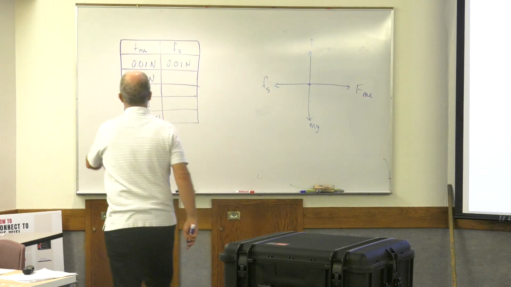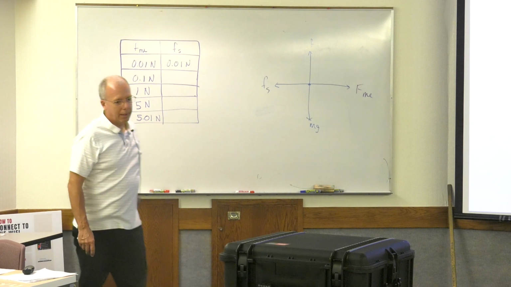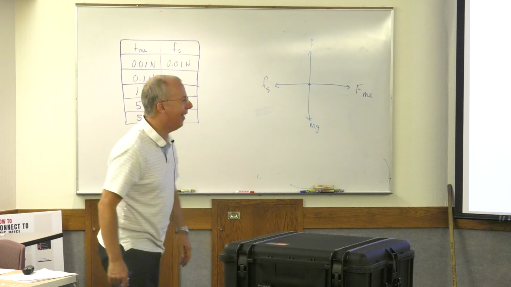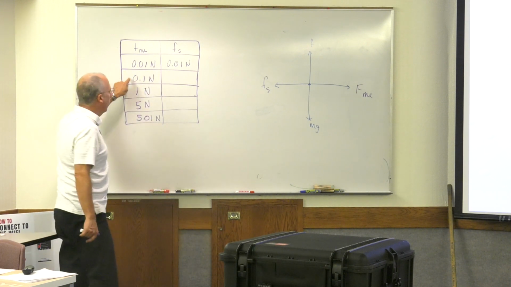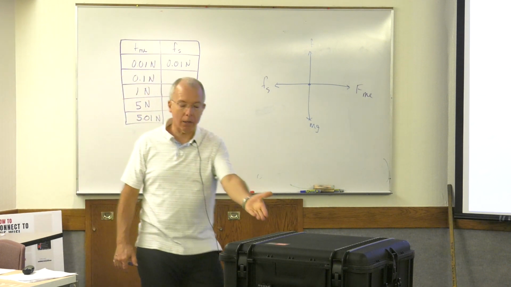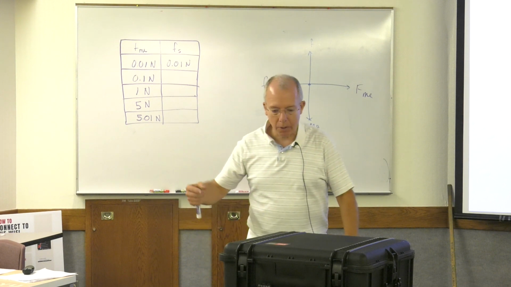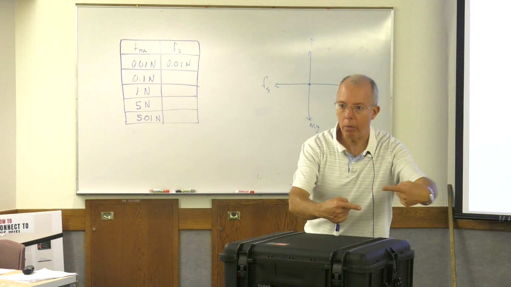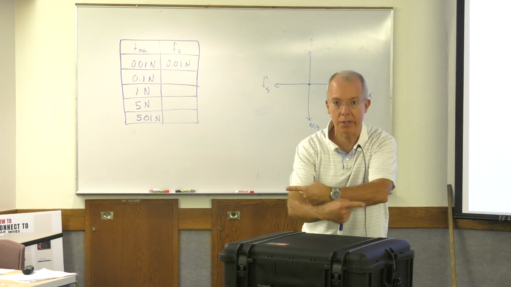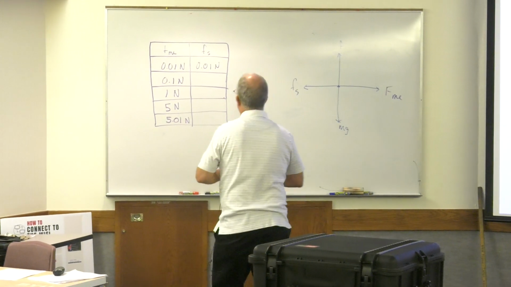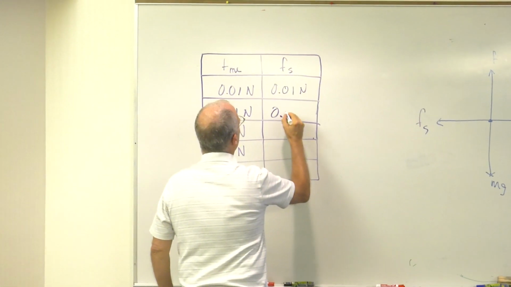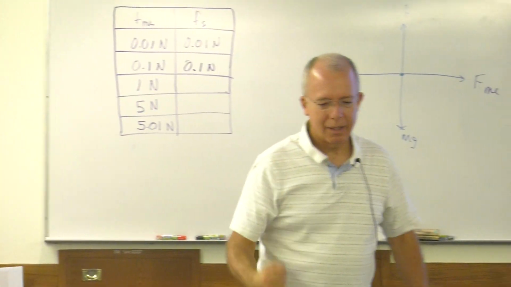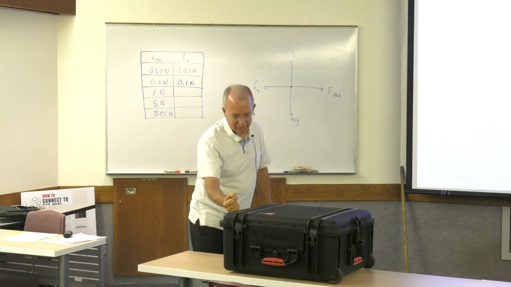Okay, let's do this one. And I'm going to blow really hard. Okay, so let's say that was 0.1 newtons. Well, did it accelerate? No. So if I exert 0.1 newtons this way, what's the static frictional force? 0.1 newtons that way, because the acceleration is 0. So, all right, now I'm getting ticked off. I'm going to move this thing. Pinky power. Ready? Okay, 1, 2, 3, go.